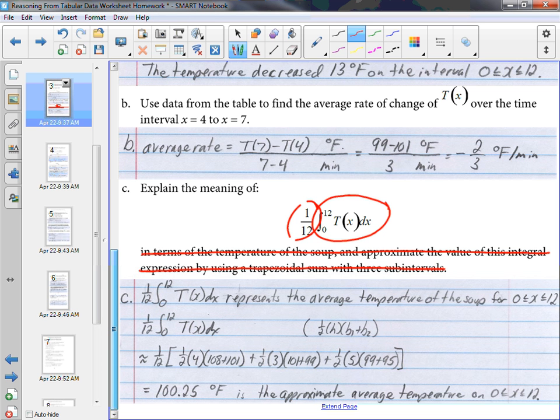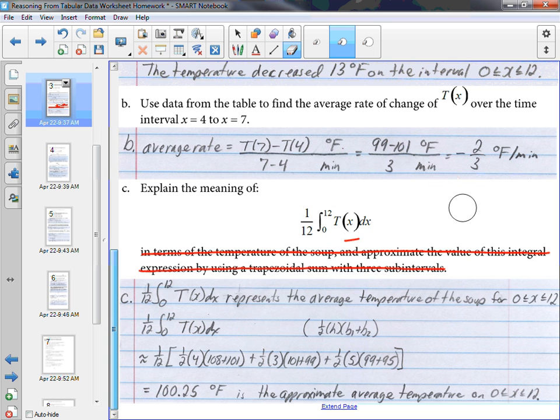We have a theorem that says 1 over b minus a times the integral from a to b of f of x dx is the average value. But even if you forget that, if you accumulate 12 somethings and divide by 12, you've found the average. So we can explain what it is. It represents the average temperature change. And then you do need to tell the time intervals. So explain the meaning in terms of the temperature of the soup.